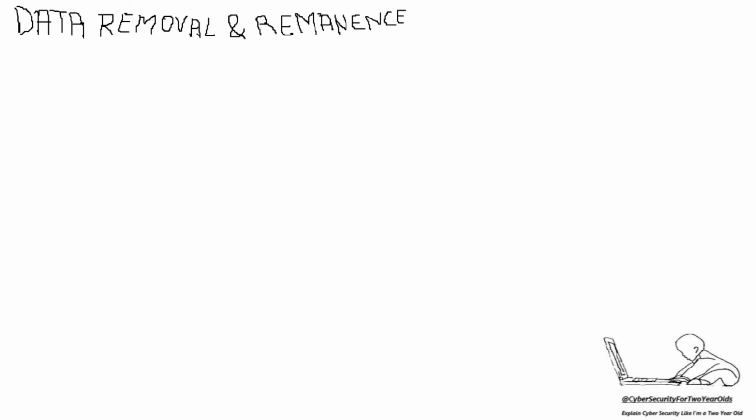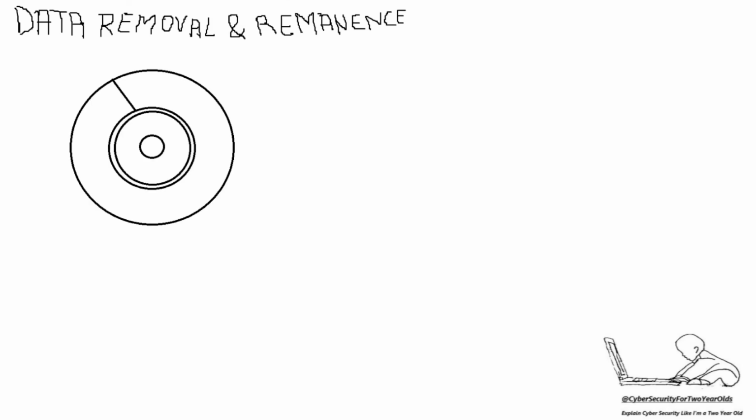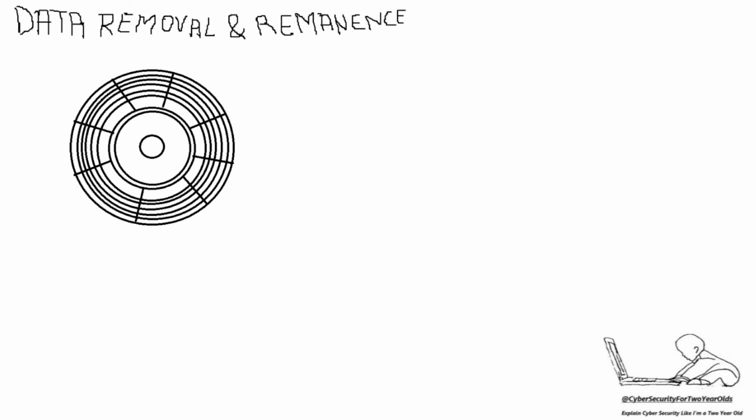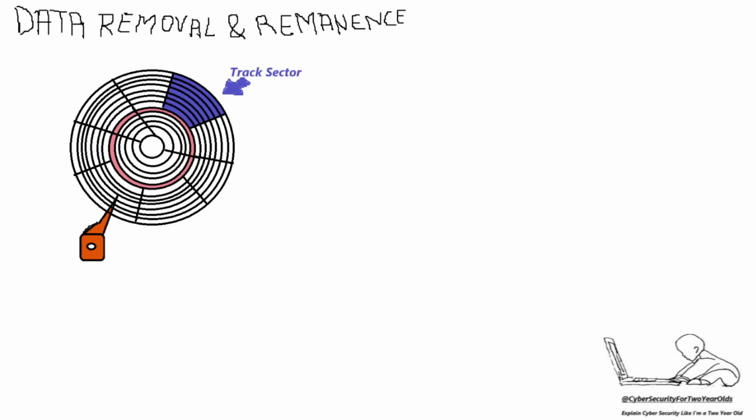To understand data removal and remnants, we must first understand the structure of a hard disk drive, which consists of a few different elements. The first being a disk track, which are the circular rings throughout the disk, and a section of this track is known as a sector, highlighted in blue, and the disk tracks are highlighted in pink.